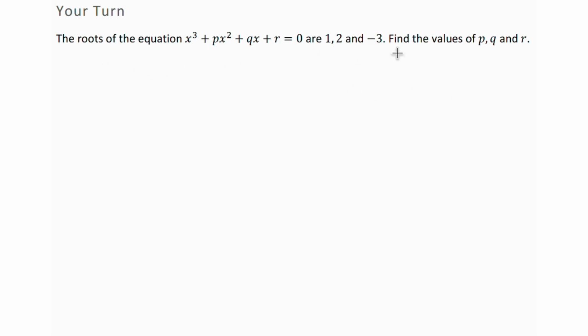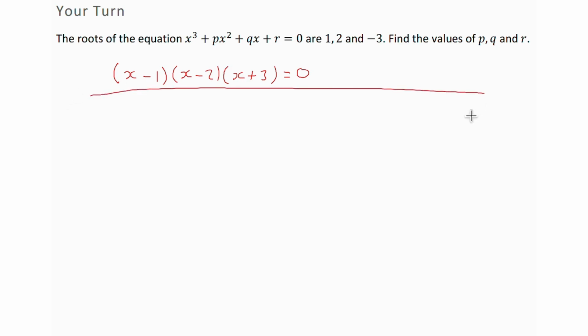One approach would be, given that we know the roots, we know that this can be written as x minus 1, x minus 2, x plus 3, and we could expand this to find those. That's an absolutely valid method for solving this problem. I'm going to show you a slightly different method using the sum and products of the roots here, which you might prefer or you might not. It's up to you which one you use when you come to solving this kind of problem.